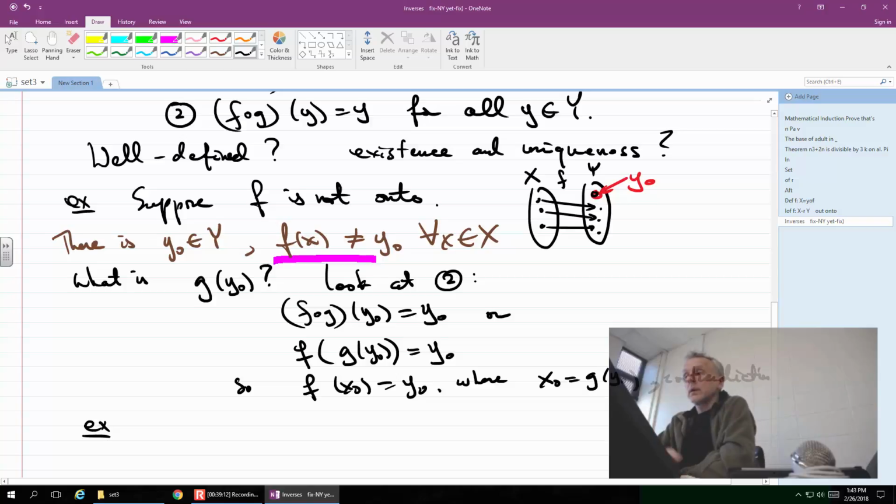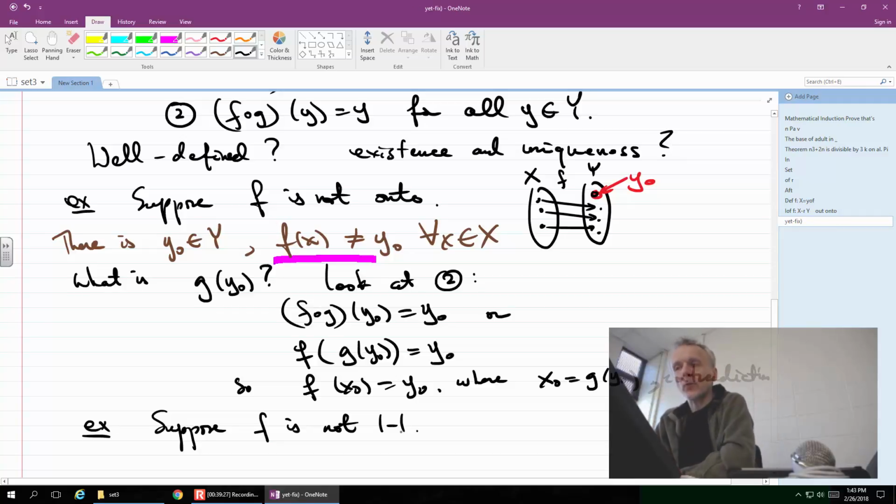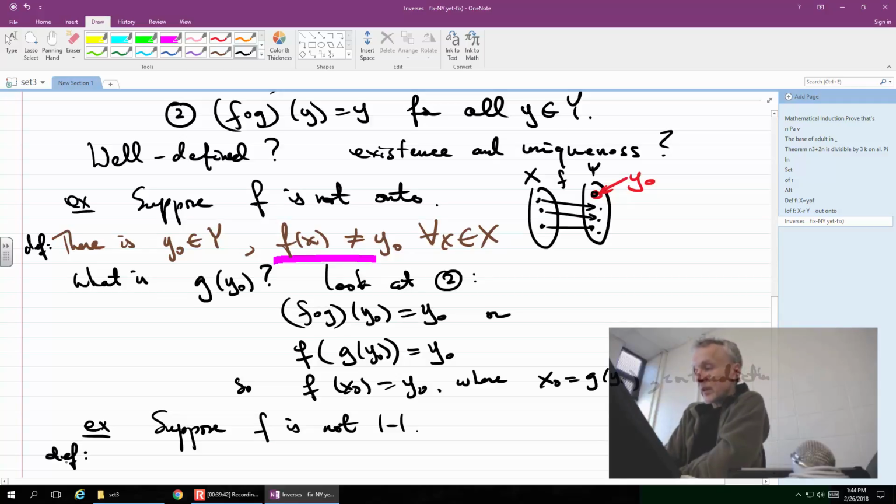So, what else? Suppose f is not 1-to-1. We have so few theorems, which means that every time we want to prove something, we go straight to the definition. There is really nothing else. So just like with onto, we use the definition, and now once again we're using the definition. So it means that it's not 1-to-1.